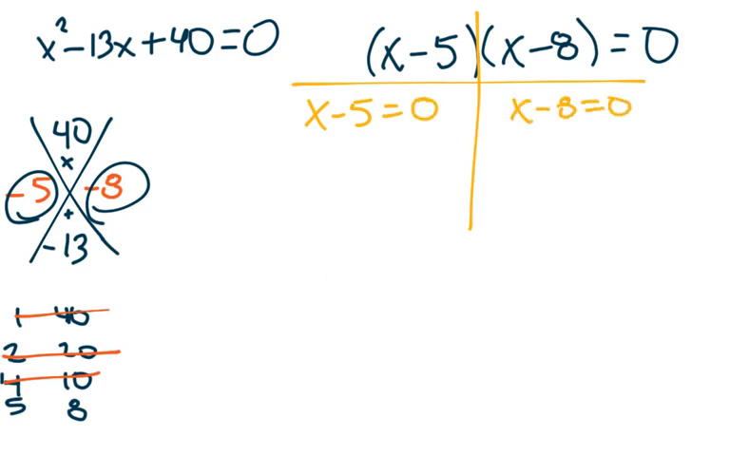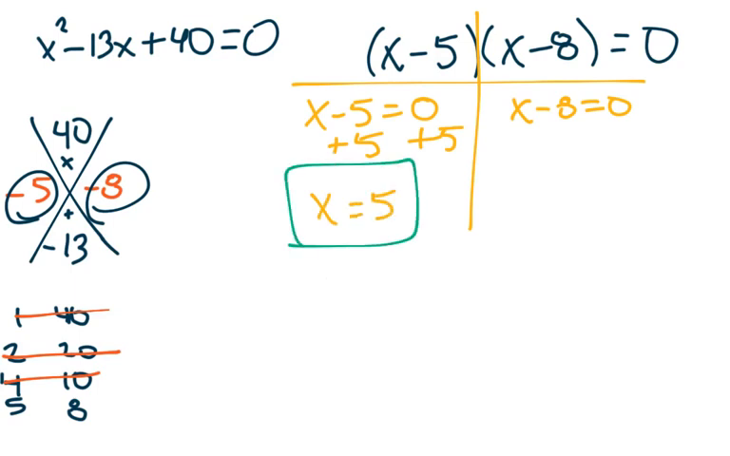And I need to solve these individually for x. In this case, add 5 to both sides, and I'm left with x equals positive 5 as a solution. And over here, I need to add 8 to both sides, and I'm left with x equals positive 8. Now, how does this look in a graph? Those are my two solutions, x equals 5 and x equals 8.